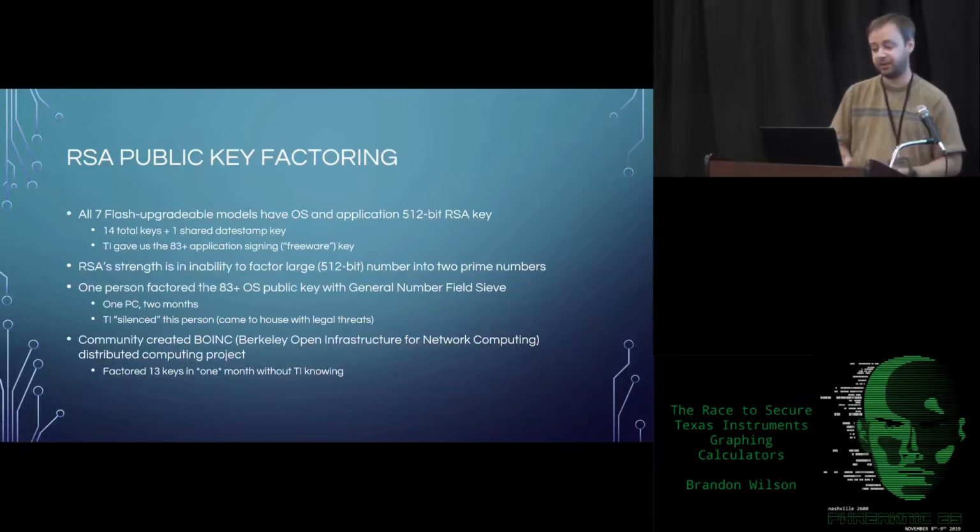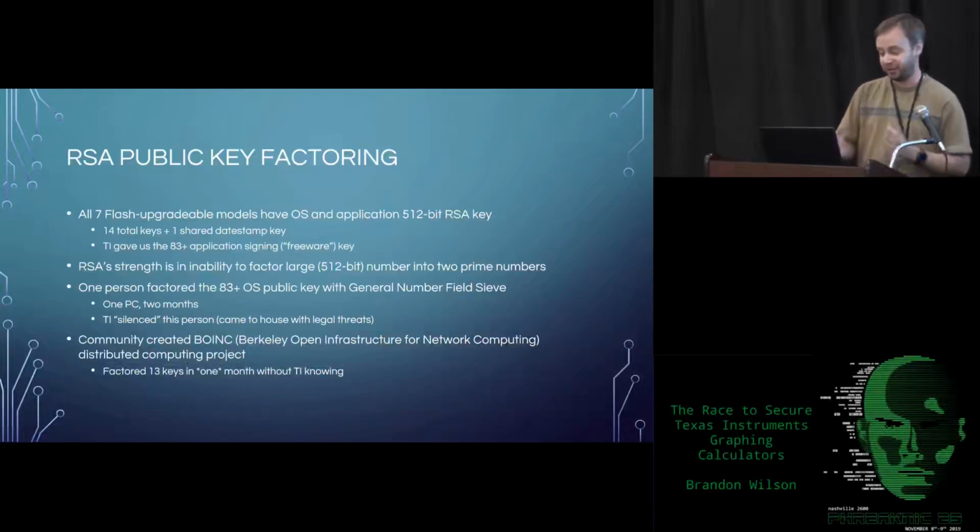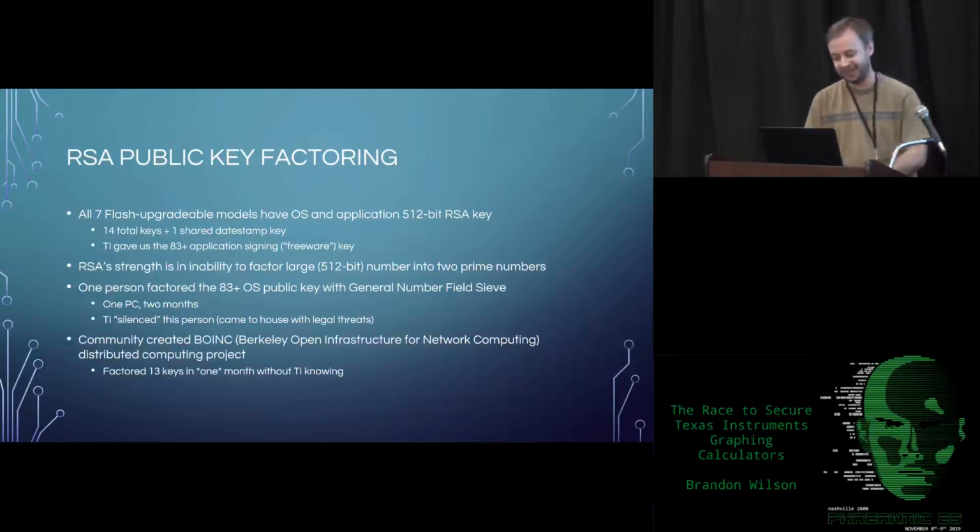So we took the remaining 13 public keys, and we started a BOINC distributed computing project to factor the rest of them. We had hundreds, thousands of people all helping to factor the keys as quickly as possible, and before we knew it, we had all 13 keys in just under a month, all under their nose without them finding out.